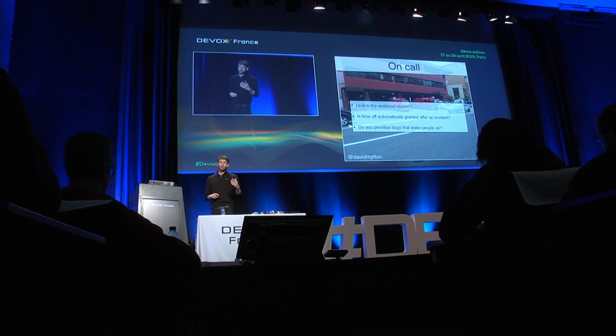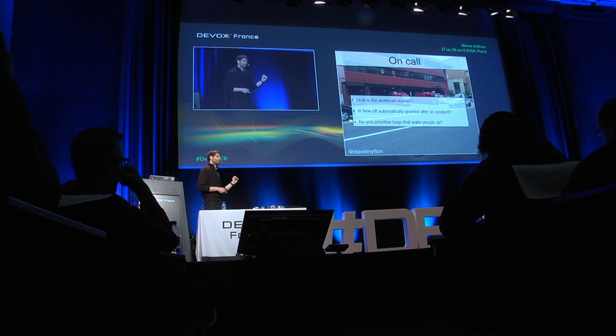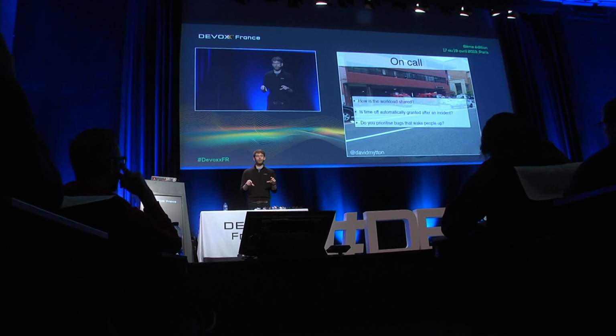And then perhaps the most important thing long-term is prioritizing these issues so that when people are woken up, you understand what caused that problem, and then you prioritize it so that that's the next thing in your backlog that gets fixed. So it doesn't keep happening again and again and again.